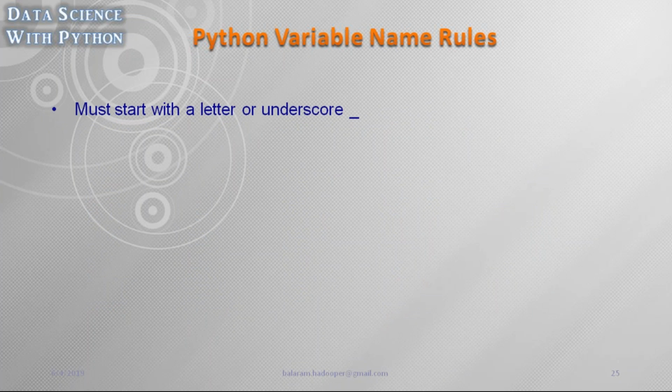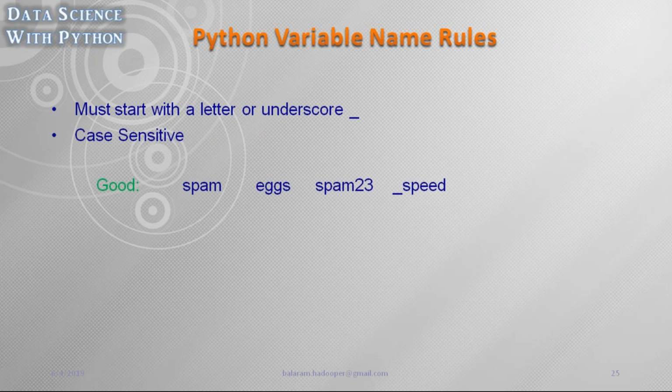And the variable name rules are also common, but the variable name must start with a letter or with an underscore. Underscore is also allowed to start the variable name. Python is a strictly case sensitive language. Good variable names are spam, x, spam23, and underscore speed. All of these are valid variable names.